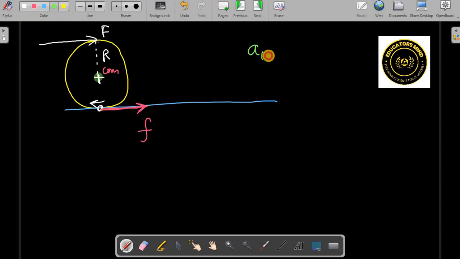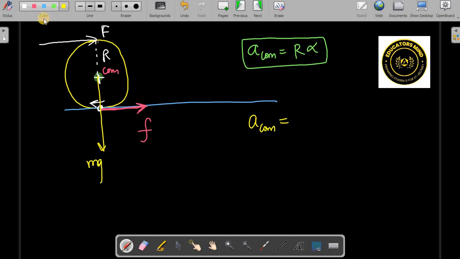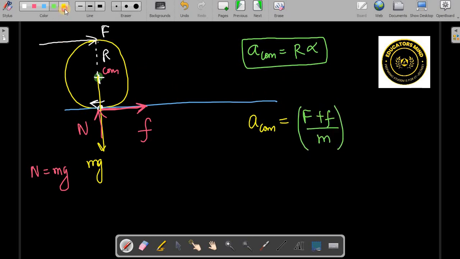So the pure rolling condition, I told you, is acceleration of center of mass is r into alpha. This condition for accelerated pure rolling we have to apply. First of all, consider the acceleration of the center of mass. Net force: what are the forces acting? Vertical forces mg and normal will definitely balance. Horizontal forces, the net force is F plus f, so the acceleration is (F plus f) divided by mass. This is the acceleration of the center of mass.